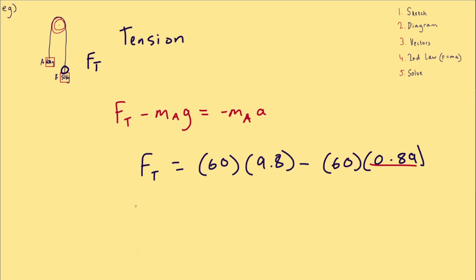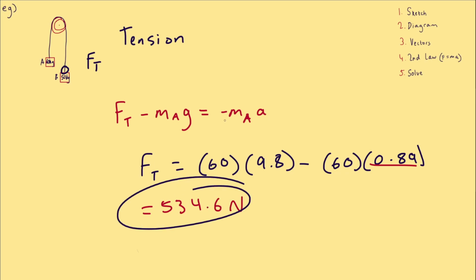And the force of the tension is 534.6 newtons. Here's a fun little fact. We know this is true. We know this is the right answer because the weight of box A was 588 newtons and the weight of box B was 490 newtons. The tension of this cable is between these two weights.